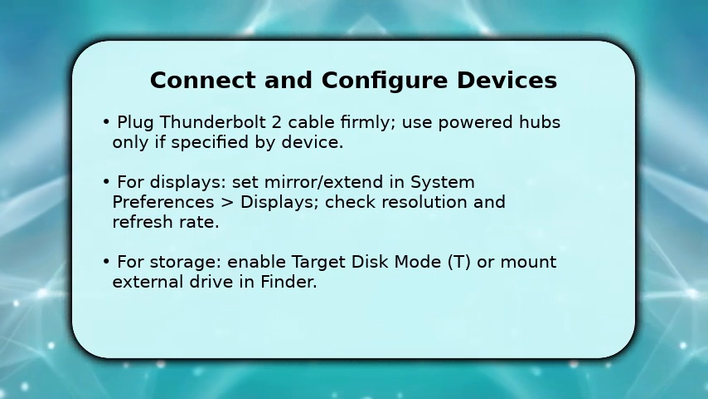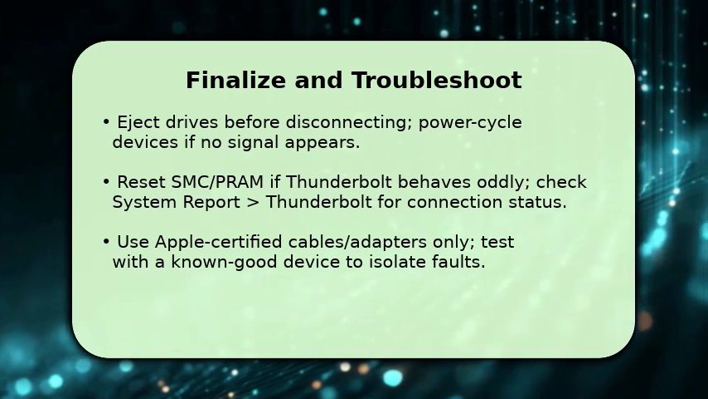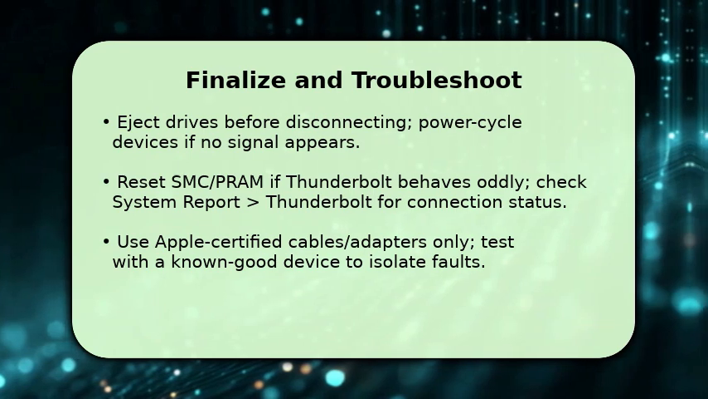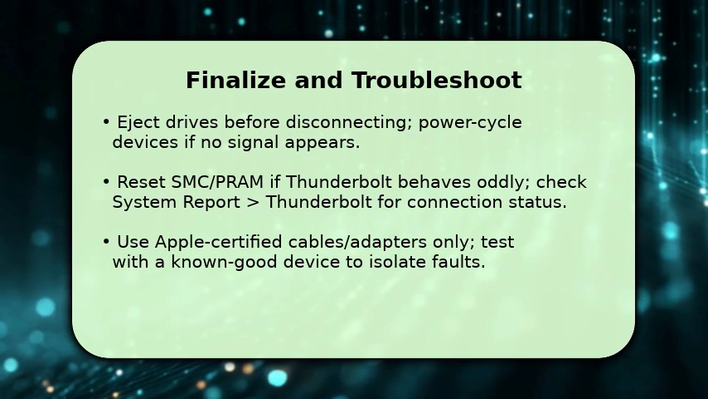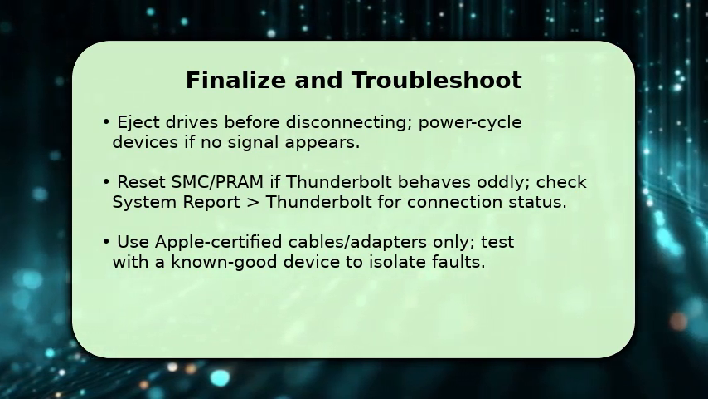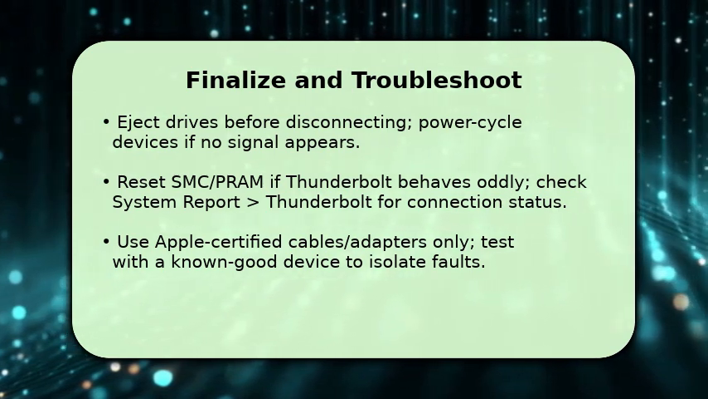To finish, verify the device functions. Eject drives before unplugging and confirm display settings persist. If you see no signal, power cycle the Mac and peripheral, then reconnect. This often restores negotiation. If problems continue, reset the SMC and PRAM, then check system information under Thunderbolt to see link status and device identifiers.